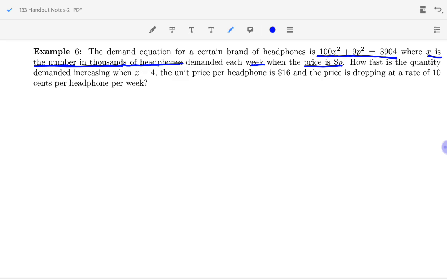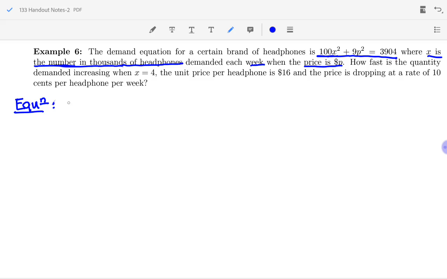We want to know how fast the demand is increasing when x equals 4. The unit price per headphone is $16, and the price is dropping at a rate of 10 cents per headphone per week. So our equation, let's copy it down and then do our same setup we've been doing.